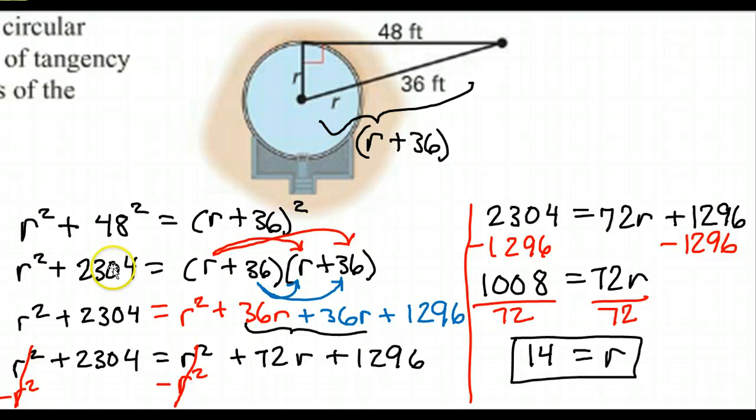If you square the 48, do your double distributive property, you get this. Combine like terms, you get that. Subtract r squared from both sides, so then you have this. Subtract 1,296, you get this. Divide by 72, you get this.